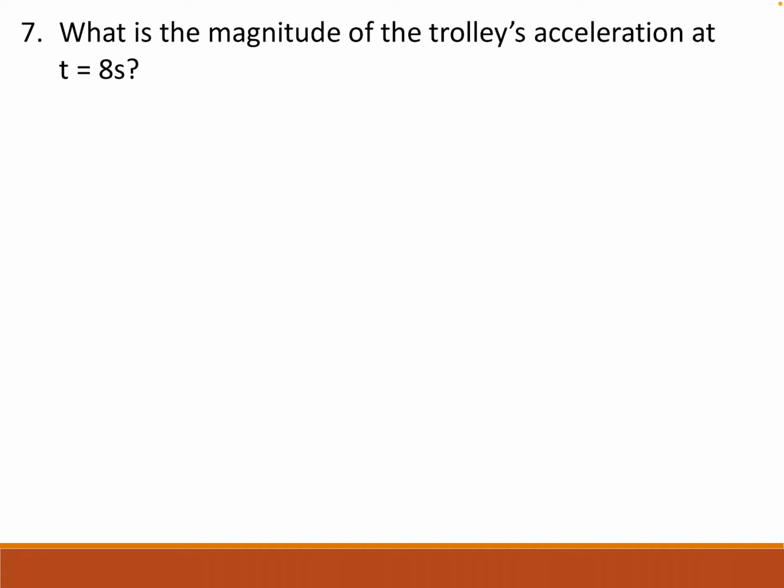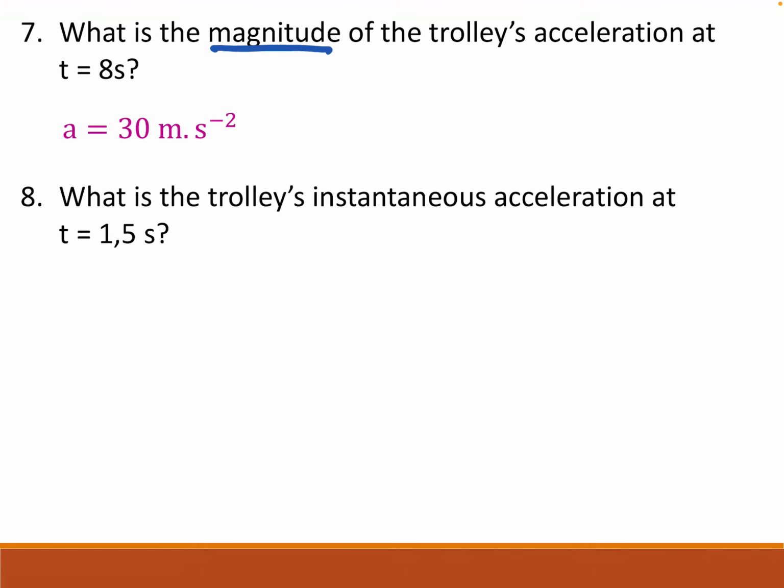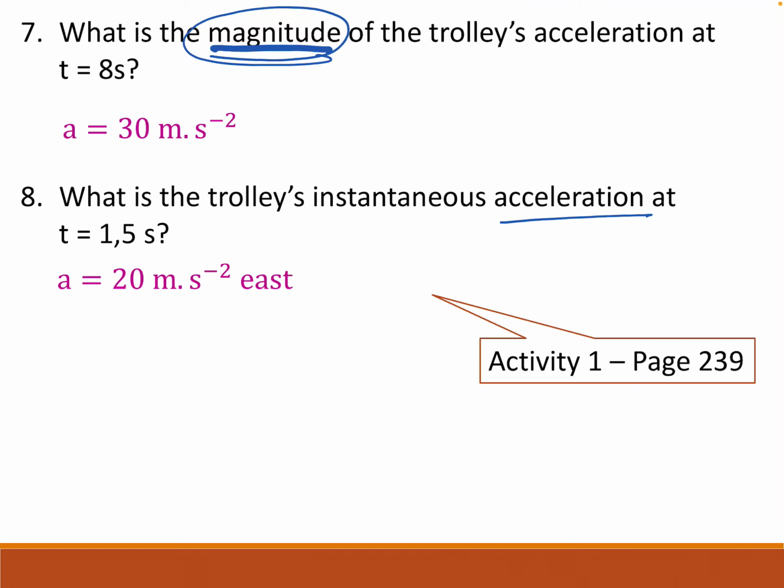Then they want the magnitude of the trolley's acceleration at 8 seconds. Well, you've worked that out when you did the acceleration at different points. So you need to go back to the graph and see where those 8 seconds are. That gives you the magnitude, which means I don't need direction. Then they want the trolley's instantaneous acceleration at 1.5 seconds. You will have worked out the gradient of the graph for the whole section, no matter where it falls in. So that's 20 meters per second squared east. Magnitude over here means I don't need direction. Here they didn't say magnitude only, so I have to put direction.